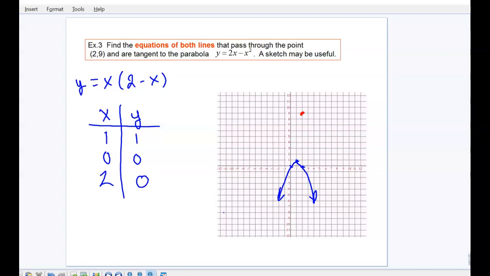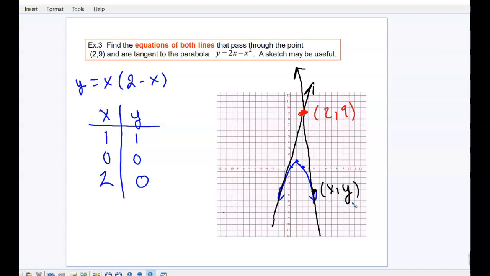And my question is asking me to find the equation of two tangent lines, because I'm going to have one tangent line coming from the left side of my parabola, one coming from the right side, that are passing through that point (2, 9). So let's just label that point. That point is (2, 9). Now my points of tangency, I don't know what they are. I'm going to call them (x, y).